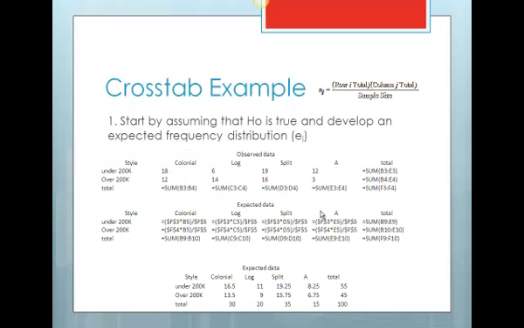Okay, so now we are going to come up with our expected observations, and we're going to use this formula. The expected value is row i total times column j total divided by sample size. Now, it sounds complicated, but really all we're doing here is looking at our observations. Let's go into Excel so we can see this a little bit better.